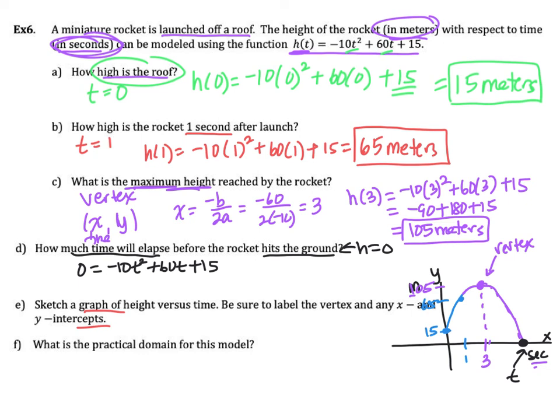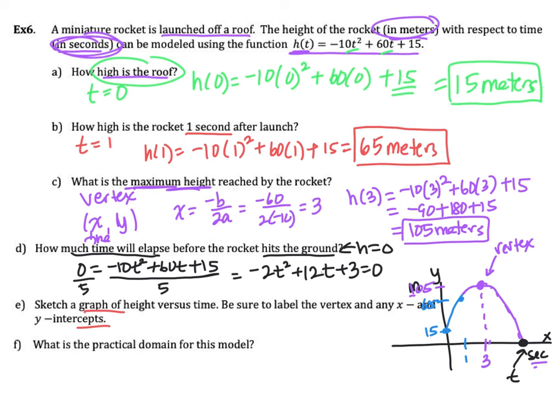This is where I don't have enough room to do all the actual work, but this is not factorable. You could make your life way easier. They're all divisible by 5, right? So I can divide 0 by 5, negative 10 by 5, 60 by 5. That way, when I use the quadratic formula, my numbers are much better. Sorry, that's supposed to be 12. So that's negative 2t squared plus 12t plus 3, that equals 0.